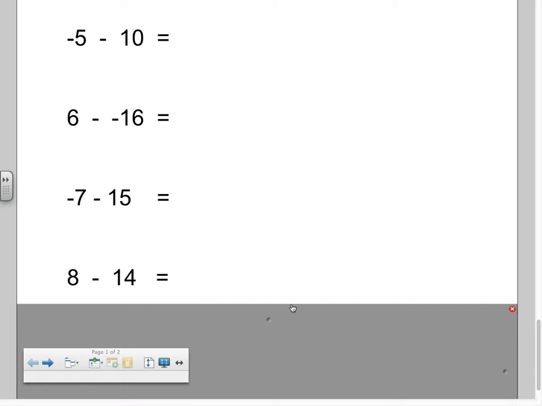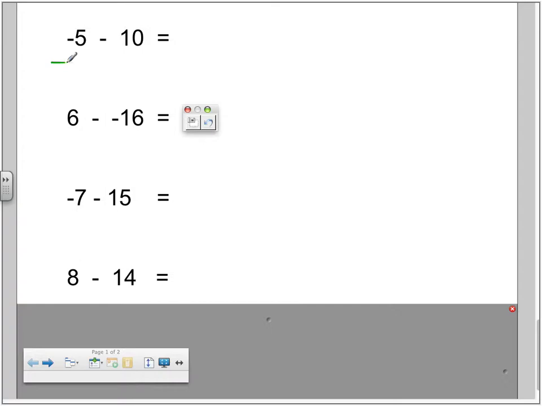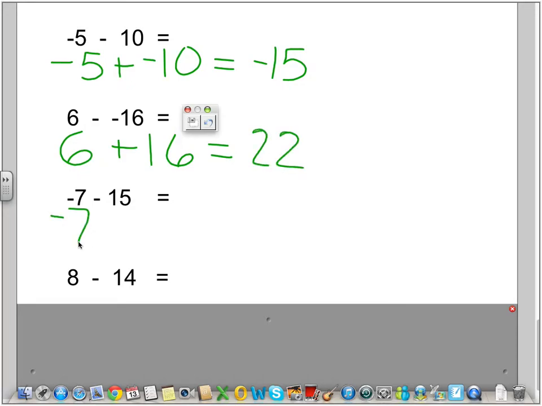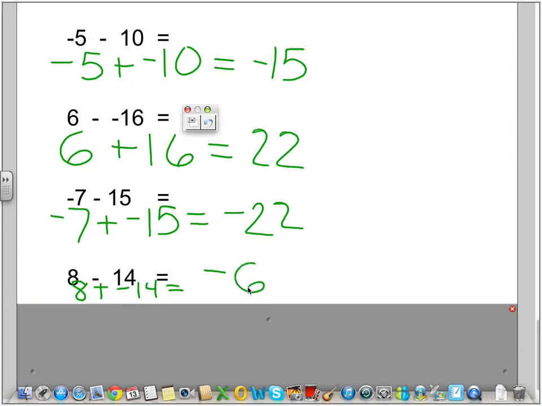Okay, welcome back. Now, here are the answers. You should have done negative 5 plus negative 10, giving us negative 15. The next one, you should have done 6 plus 16 equals 22. The next one, same starting point as negative 7 plus negative 15 gives me negative 22. And the final one, I'm running out of room, so I'll write it here. I guess I can fit it. 8 plus negative 14 gives me negative 6. Hopefully you had success with those, and if not, just find your mistakes or ask your neighbor some questions.